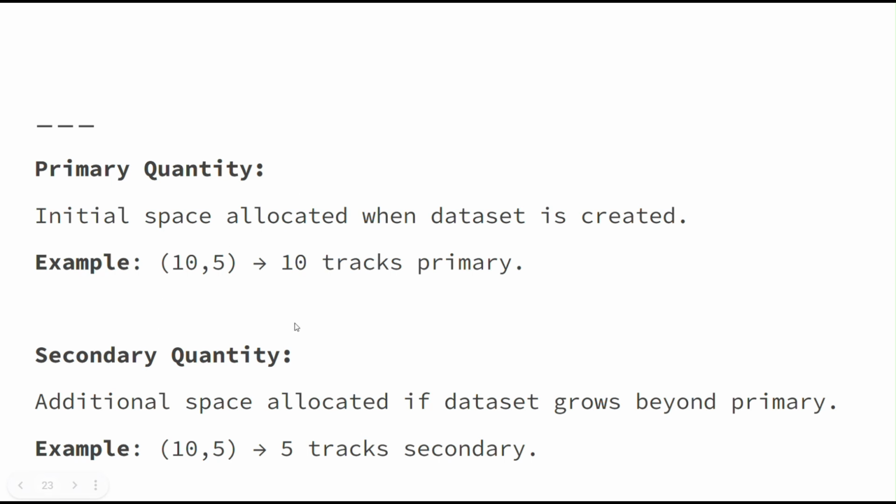Primary quantity and secondary quantity. The primary quantity means the initial space allocated when the dataset is created. Here the 10 means 10 tracks, which acts as the primary quantity. The second place is 5. The 5 acts as tracks for secondary, which means when the primary quantity is full, the space is allocated in the secondary quantity. So we are writing it as 10 comma 5. For example, I have given 10 comma 5. This can be anything. Based on your requirement, you can provide the quantity here.